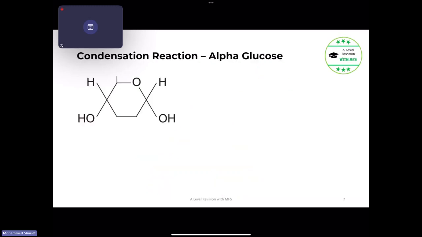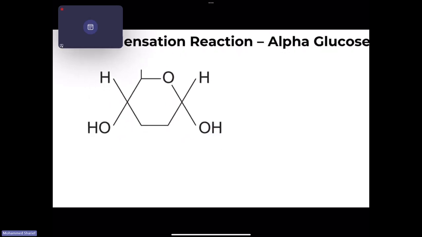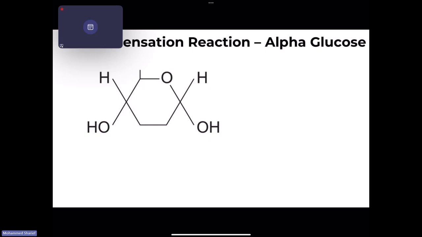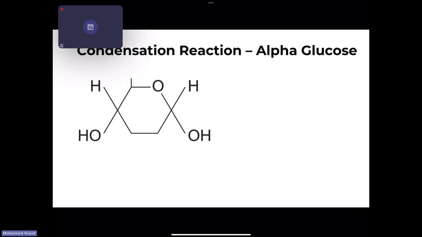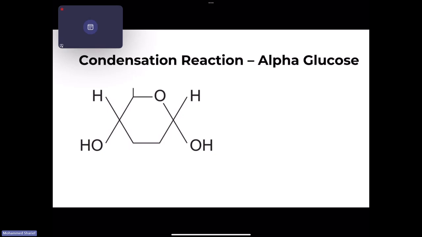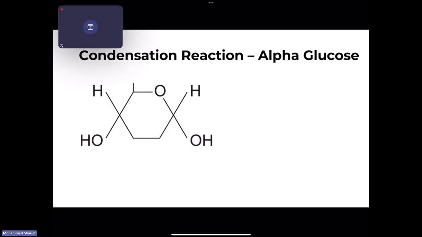Okay, now I'm going to show you another example, and this is with alpha glucose, which is again a monomer which we will come across in a later lesson, in fact, in our next lesson. You need to know the structure of alpha glucose. Again, I'll mention this more at the start of next lesson, but a condensation reaction occurs between many monomers.